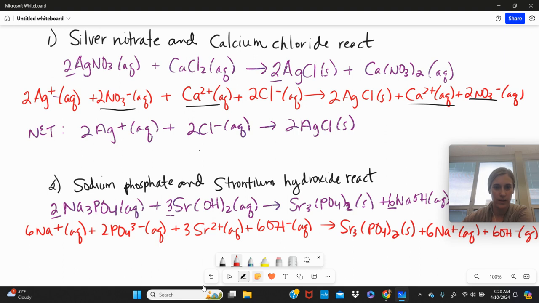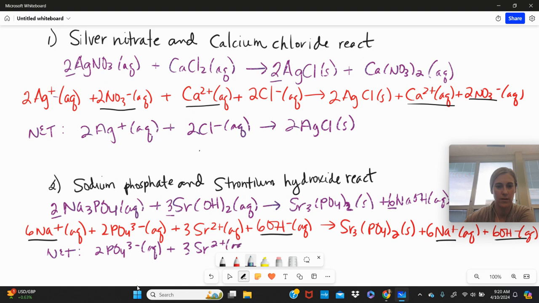Then we are going to underline our spectators. So whatever didn't create this. So hydroxide and sodium. Those are my spectators. Now let's go ahead and drop our spectators to write our net. So our net is 2 phosphates and 3 strontiums. Gives me strontium phosphate. And that is it.